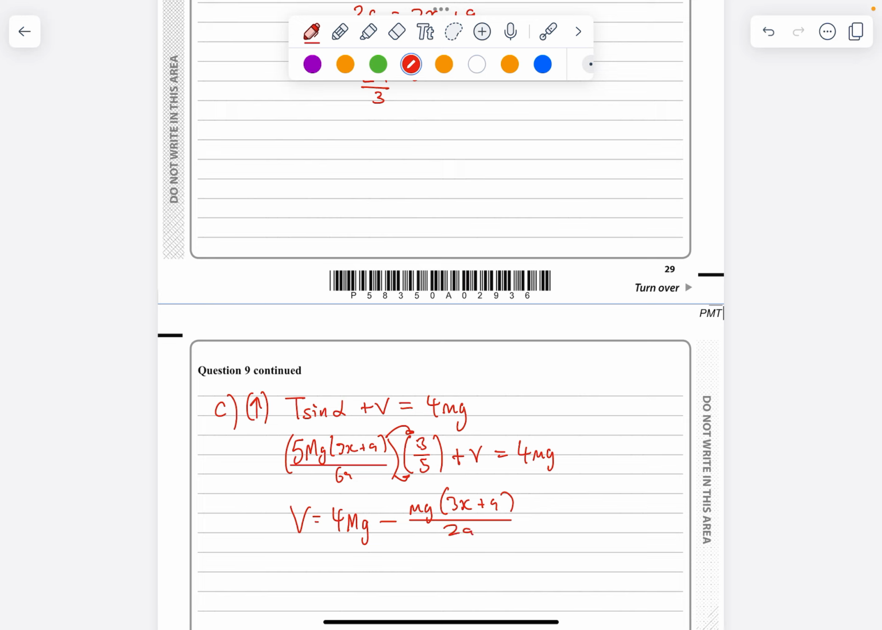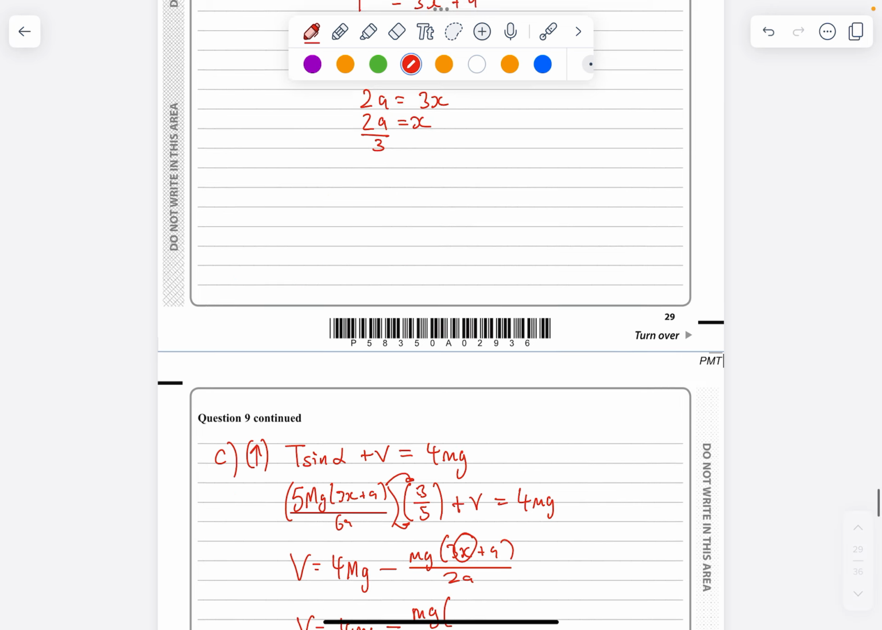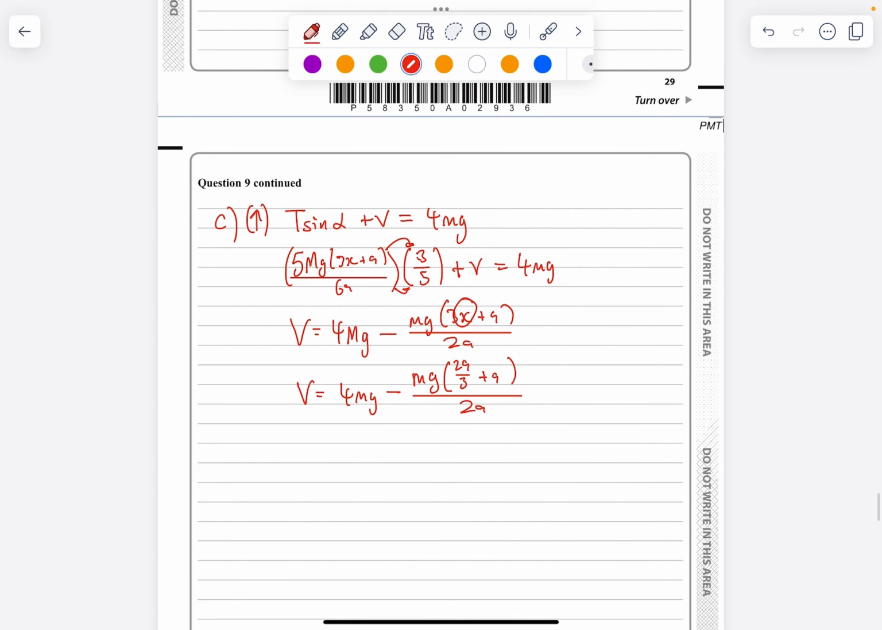But earlier on we worked out what x was, so let's sub that in. So V equals 4mg minus mg, and x we said was 2a over 3, plus a all over 2a. And when I simplify that, I get that V equals 5mg over 2. Okay. Right, so now I've got that.